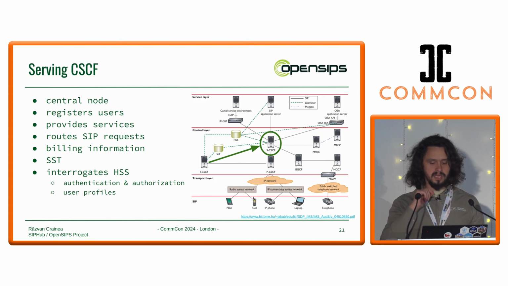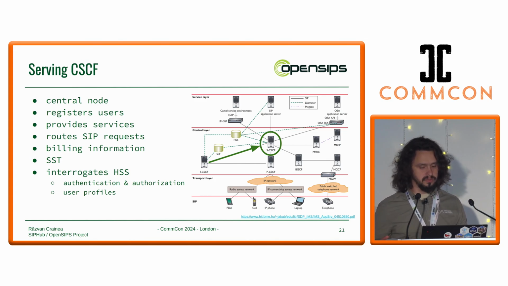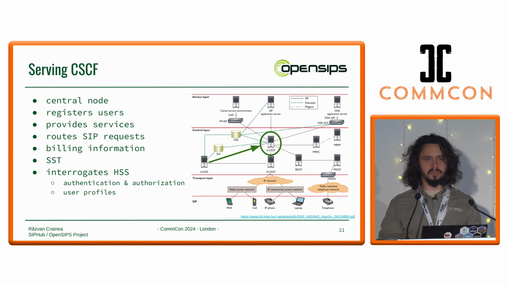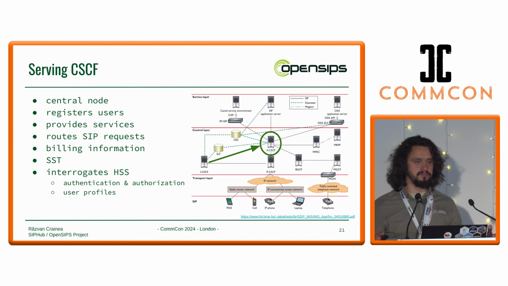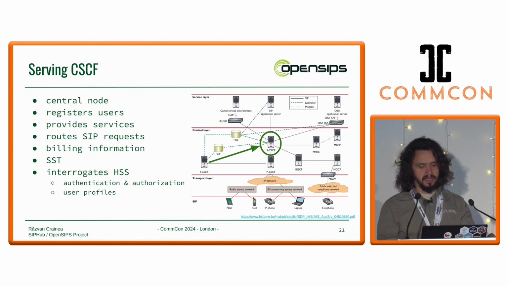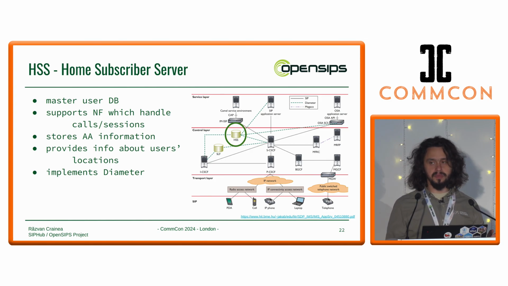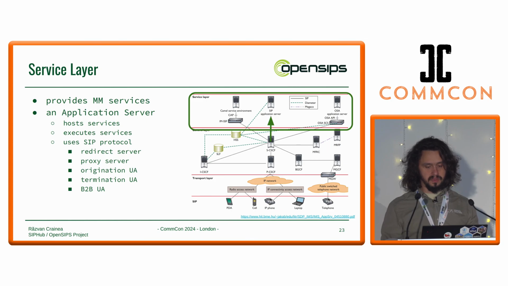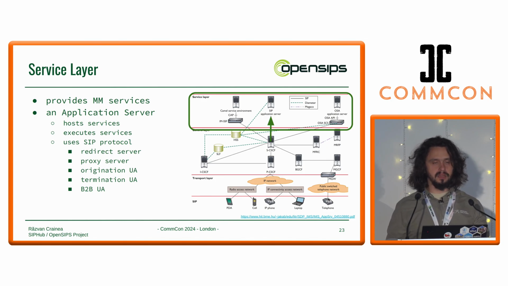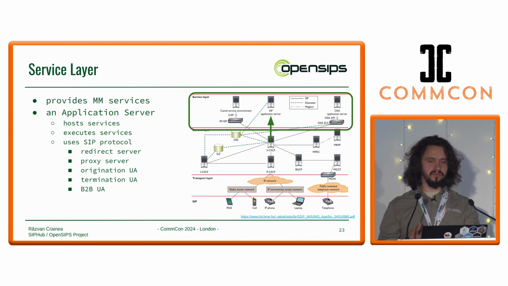So it's the central node. It has knowledge about all the registered users. It provides the routes needed in order to terminate calls. Does billing information, authentication, authorization, everything. Basically, this is the brain of your platform. The HSS is basically a database that is being interrogated over diameter and stores information about users. And we've also got the service layer, which is somehow something outside IMS. Again, this is the value-added services that you want to provide to your subscribers, to your users.